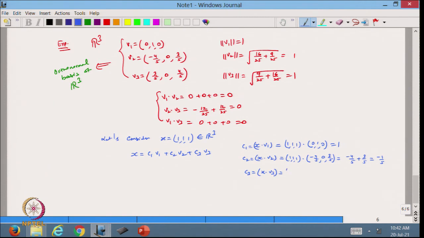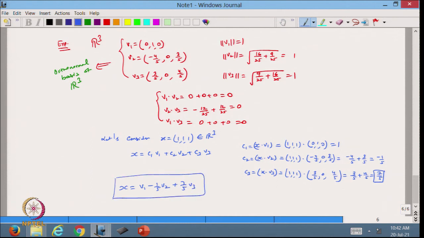And my C3 will be taking the dot product with V3. So, it will be 3/5 plus 0 plus 4/5, not minus, it is plus. So, it will be equal to 3/5 plus 4/5, that is 7/5. So, from here you can say that my x is equal to V1 minus 1 by 5 V2 plus 7 by 5 V3. So, this is the linear combination we can write, and these are the coordinates we have found.